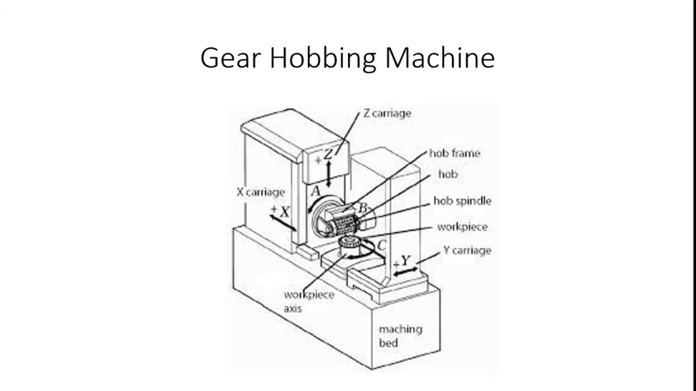And then the gear hobbing machine has a bed, the workpiece axis, and the hob frame. In the hob frame we fix the gear hobbing tool, and the hob is known as the tool. The hob spindle is used to rotate the tool in a clockwise or anti-clockwise manner. After that the workpiece table is rotated with the aid of a gear mechanism. After that a Y carriage is available for moving the workpiece left and right.